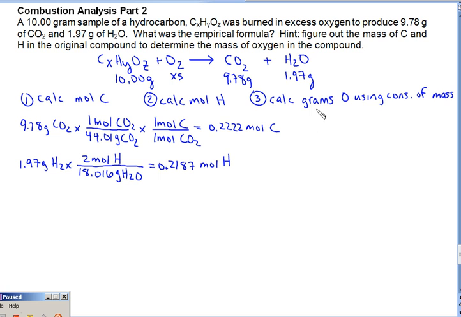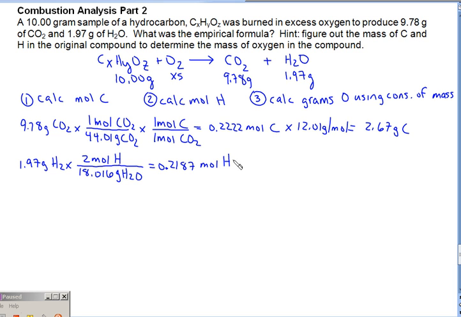Now, somehow we have to get to the grams of oxygen using the law of conservation of mass. We know we have 10 grams of this material here. 0.2222 moles of it is carbon, and 0.2187 of it is the hydrogen. So we're going to convert these to grams. So let's go ahead and do that. So this is times 12.01 grams per mole. And when we do that, we get 2.67 grams of carbon.